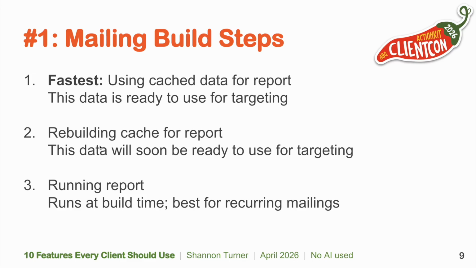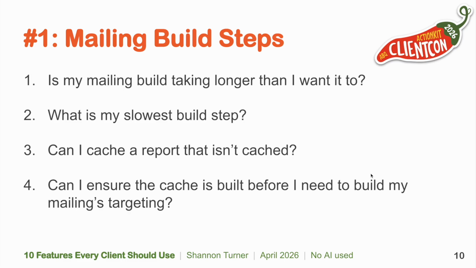Sometimes you may not want to cache your report, and that's fine. Just know that the mailing will build a little bit more slowly than it might otherwise. For instance, with a recurring mailing, we generally recommend not caching your results. But how long your report takes to run is going to depend on what database tables it uses and how your report is structured. Now, if your mailings build super fast, who cares? You're good. You don't need to pay attention to the mailing build steps at all. But if your mailings are building slower than you'd like, the mailing build steps will help you identify which steps are the slowest.